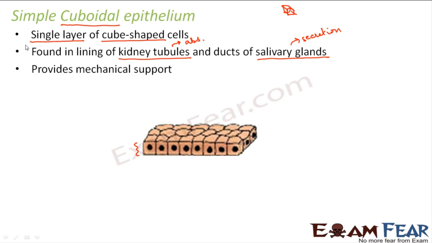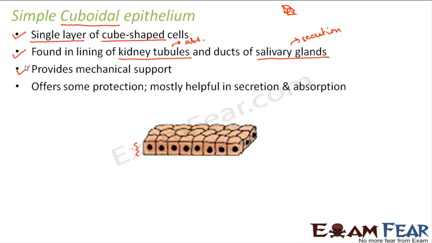They also provide mechanical support. Since this simple cuboidal epithelium is a little stronger as compared to the simple squamous epithelium, it can provide some support also. For example, the previous one, I said, was itself a very thin and flat structure, very delicate, therefore simple squamous epithelium was not giving much protection, but here it can give some mechanical support. It offers some protection, though it is mostly helpful in secretion and absorption, and that is why these are present in such places. But it gives some protection, at least better than the simple squamous epithelium, right?